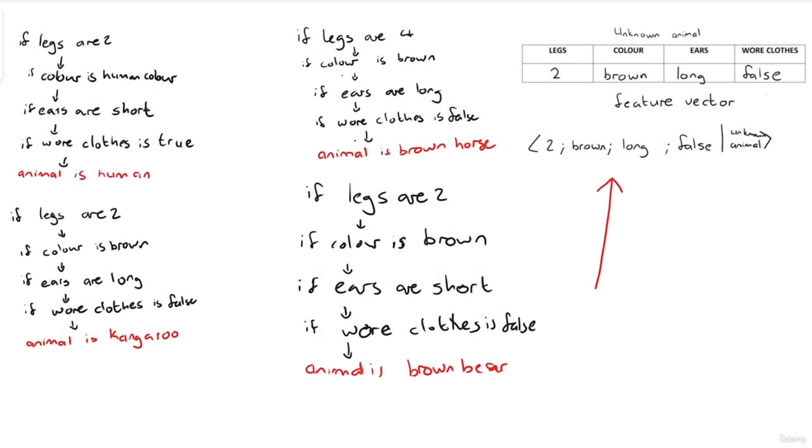According to this program, the unknown animal cannot be a human as it meets only one out of the four conditions to classify it as such, that being the unknown animal walks on two legs.